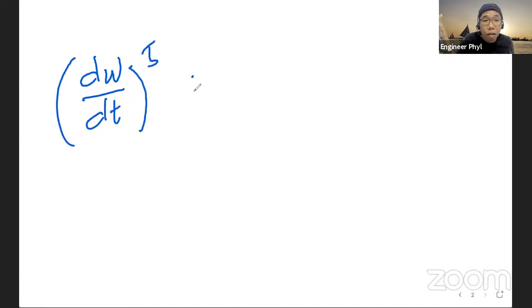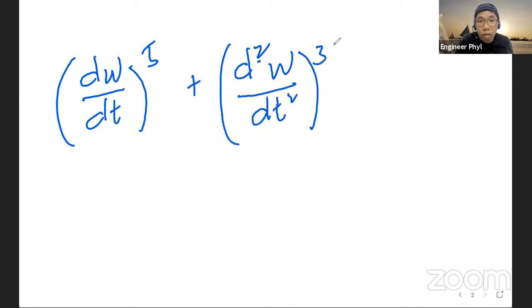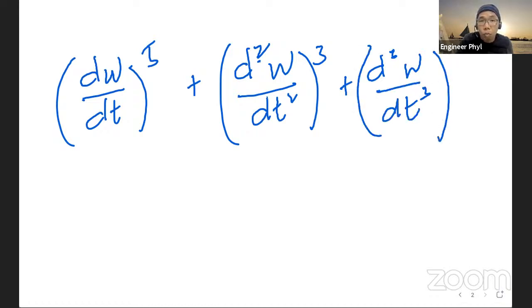Okay, one more example. Let me think of a DE. For example, I have dw over dt raised to 5, plus the second derivative of w with respect to t raised to 3, plus the third derivative of w with respect to t raised to 2, equals 0. Okay, so take a look at the equation.